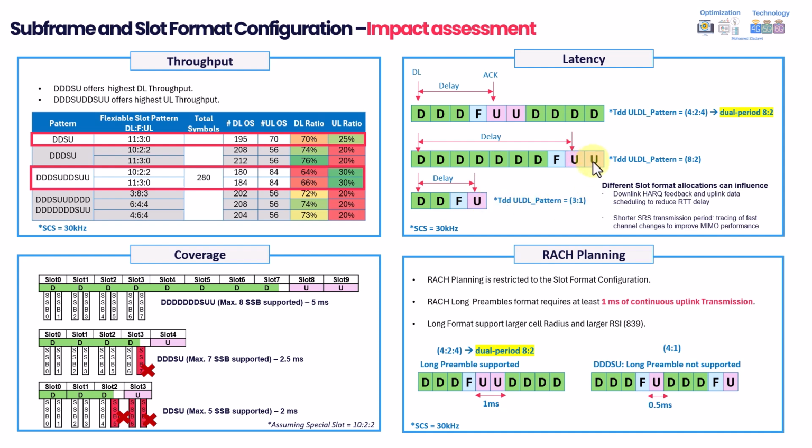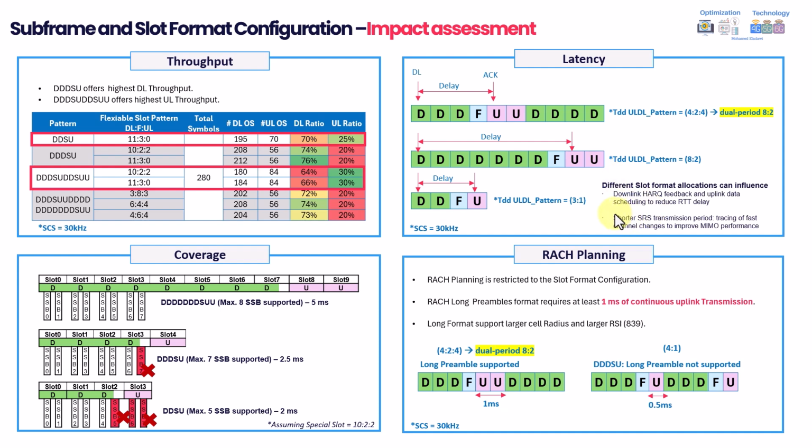And as a summary for that, different slot format allocation in general can influence the downlink HARQ feedback, which is being sent in the uplink, and also the uplink data scheduling in general. Uplink data also can be sent more quickly whenever you have a slot format coming in the beginning. This also can reduce the RTT delay in general.